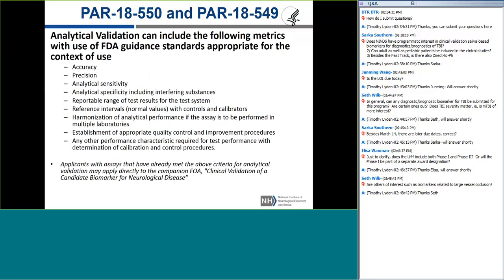And I think, as we've mentioned before, analytical validation can include metrics such as characterizing accuracy, precision, sensitivity, reportable range of test results, reference intervals, harmonization of performance, and any other performance characteristic required for test performance with determination of calibration and control procedures. And what's in italics here is applicants with assays that may have already met the above criteria could go ahead and directly apply to the companion funding opportunity, which is the clinical validation funding opportunity.